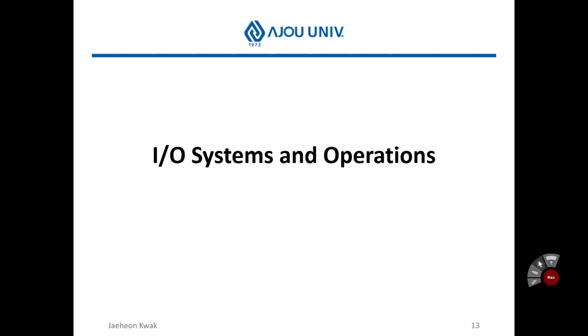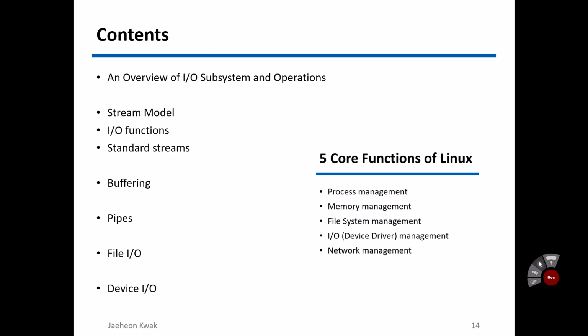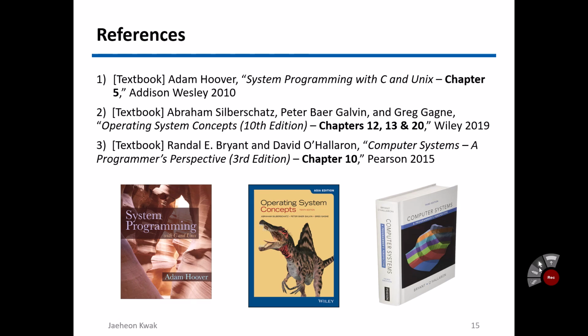Okay, then let's start today's topic, input-output systems and their operations. Today and next time, we will cover an overview of the I/O subsystem and its operations. Today we're going to learn about the stream model, I/O functions, and buffering, and next class we will learn about pipes, file and device I/Os. So among the 5 core functions of Linux, today we will cover the fourth one. For reference, you can refer to these textbooks.